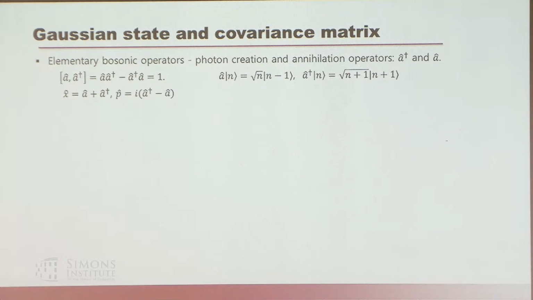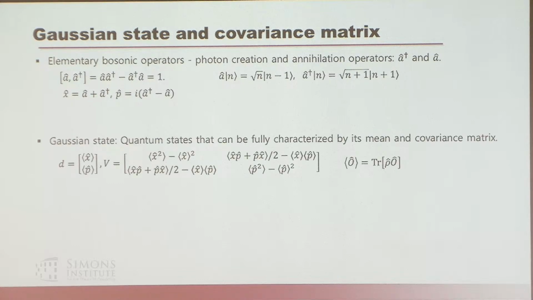Using these operators, we can now define what a Gaussian state is. Gaussian states are quantum states that can be fully characterized by the first and second moments of these two operators. If we know the mean vector and the covariance matrix with respect to these two Hermitian operators, then we can express any physical quantity you want using these expressions for the Gaussian state. So it's a very easy tool to describe the state, especially for Gaussian states.